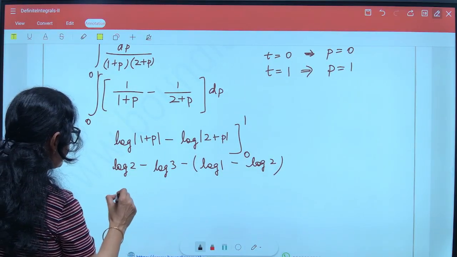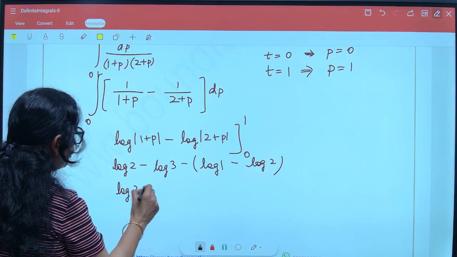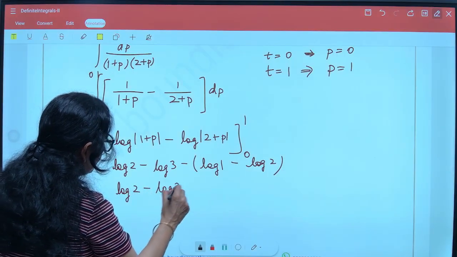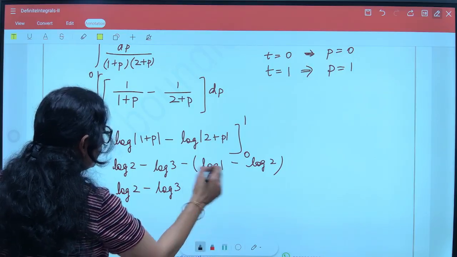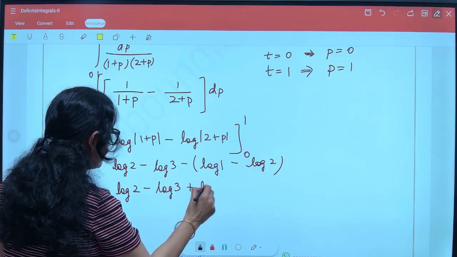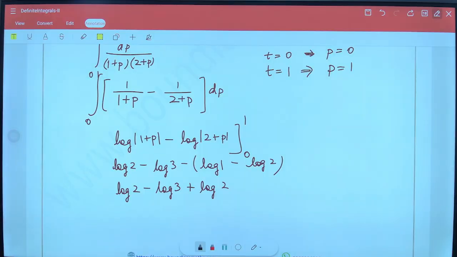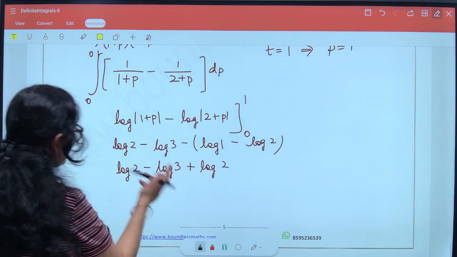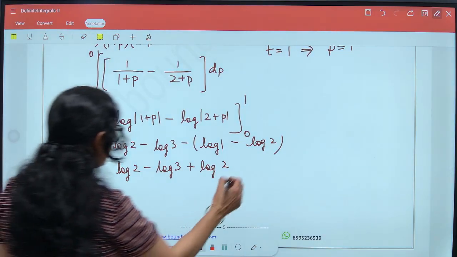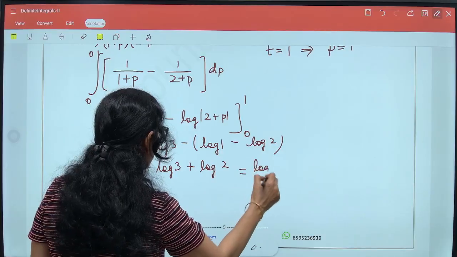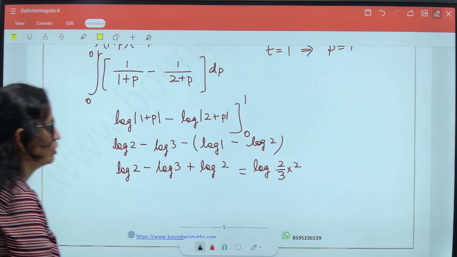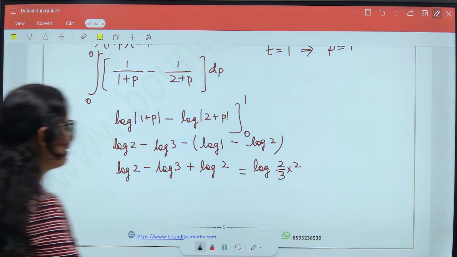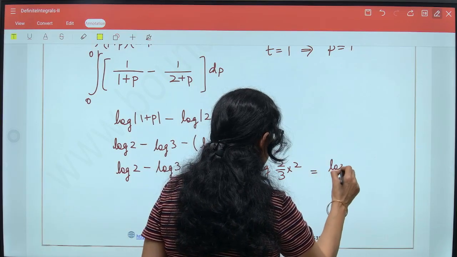Let's open this bracket and simplify. The final step is log 2 minus log 3 minus log 1. Log 1 is anyway 0, so we can just remove that. And we have minus into minus plus log 2. So because there is plus and minus, using the properties of log, we can write this as log of 2 upon 3 into 2. So that means log of 4 by 3 is the final answer.